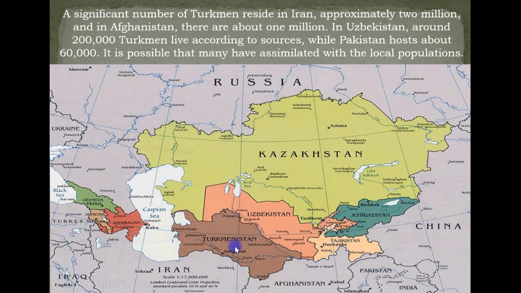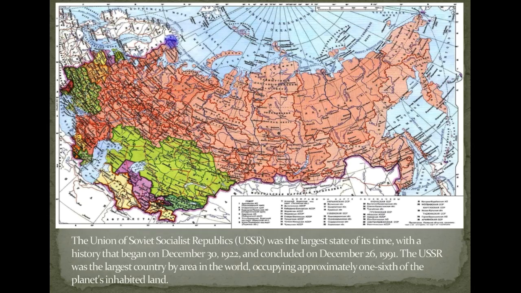Here, this is the map of the Soviet Union. As you can see in this map, Turkmenistan was the southernmost country, or the southernmost region, of the Soviet Union. Here is Turkmenistan and all the Central Asian countries. We declared independence from the Soviet Union in 1991.